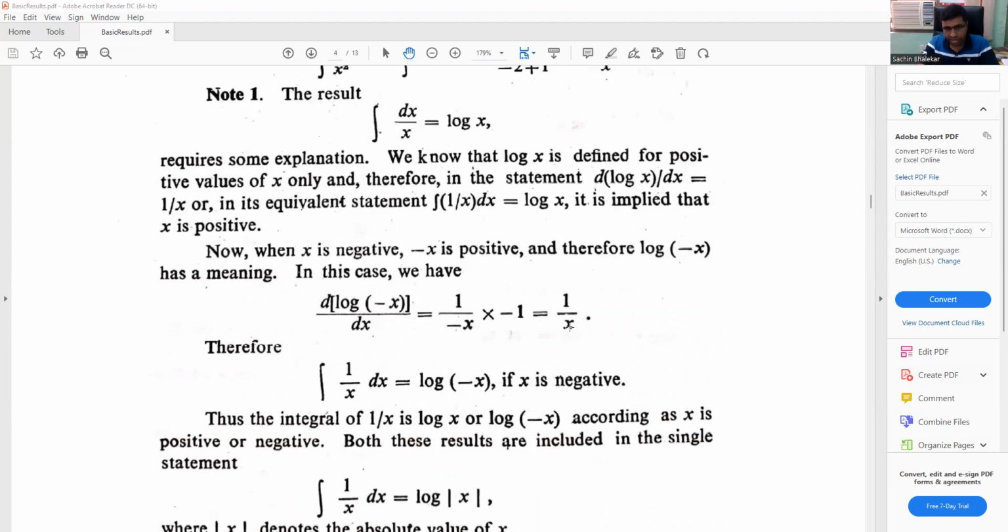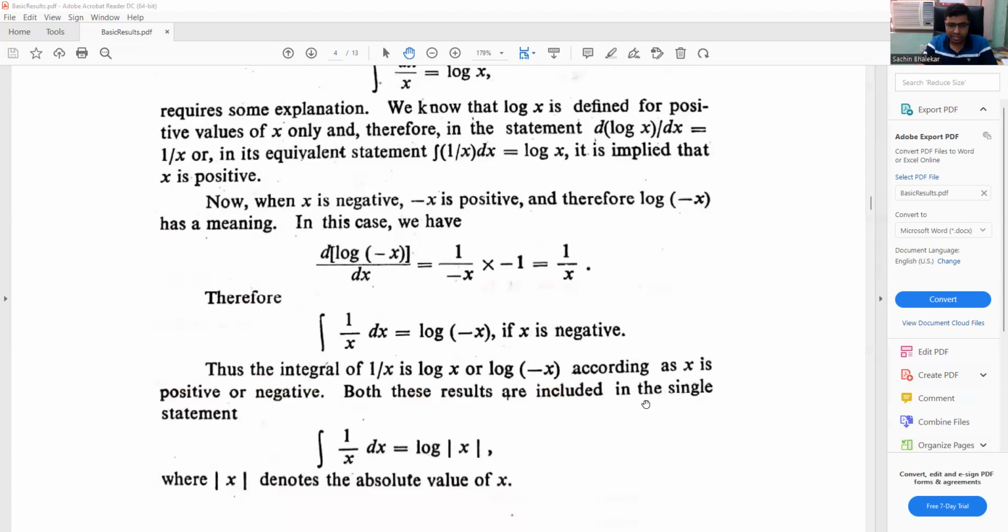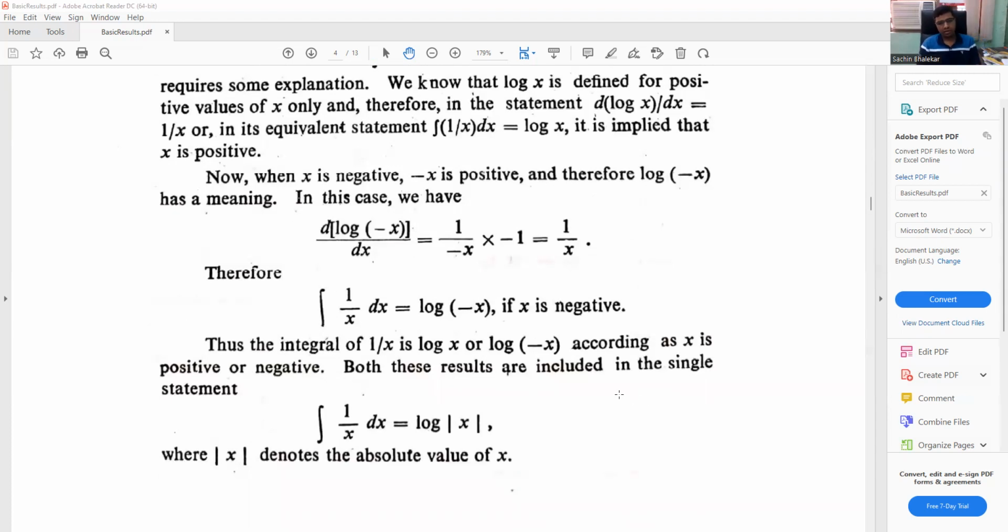So it is clear that even if x is negative, integral of 1 upon x dx we can write as log of minus x. So what to do if we are not sure whether x is positive or negative? In that case, if x is positive, then the absolute value or modulus of x is x, and if x is negative, then mod of x is minus x. So we just write integral of 1 upon x dx is log of mod of x. It is better.